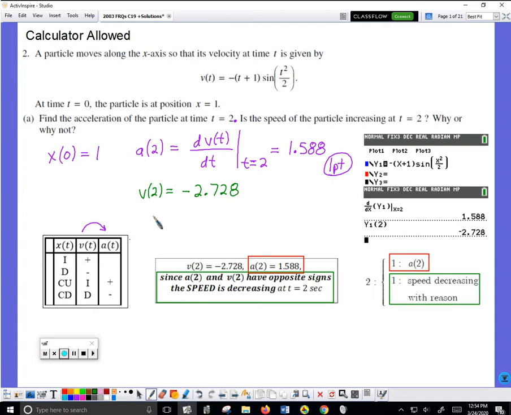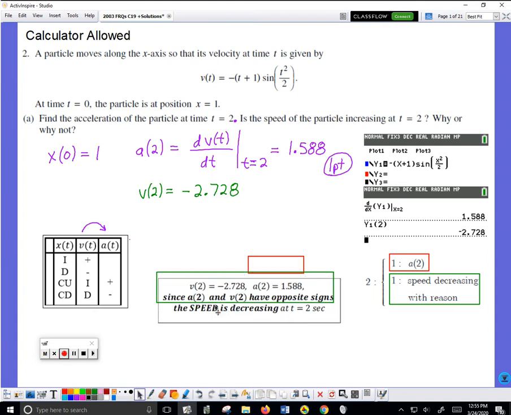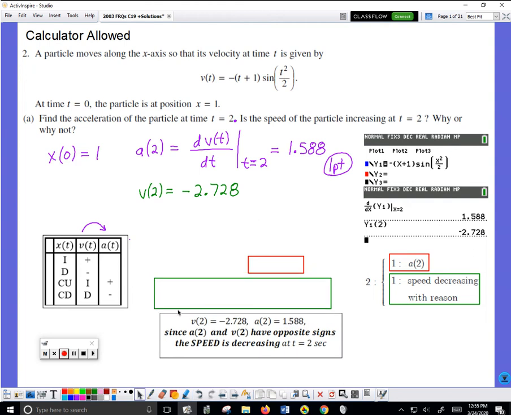All I would need now is a statement, something like what you see here. So we'll move this out of the way a little bit. So I just need a statement something like this. Basically this will do. Since a of 2 and v of 2 have opposite signs, the speed is decreasing at time equal 2. And that would get me the second point. So the total on this problem is 2 points.